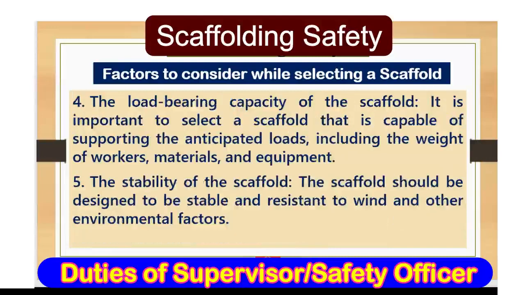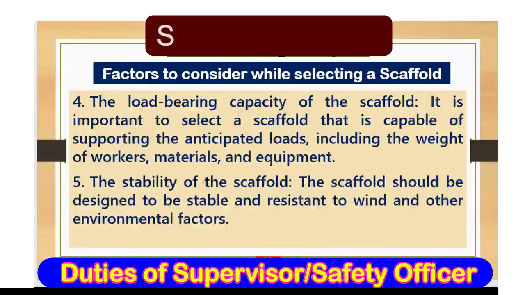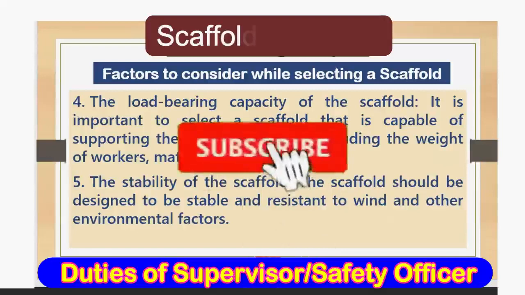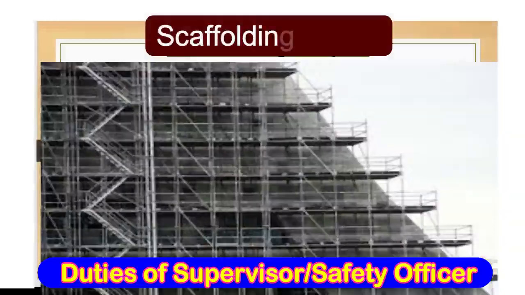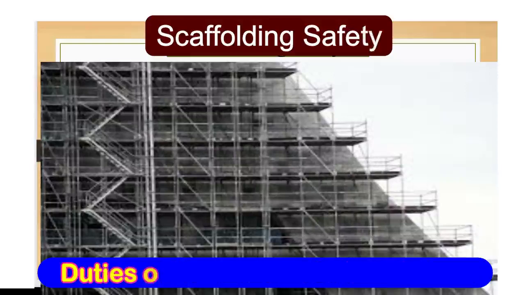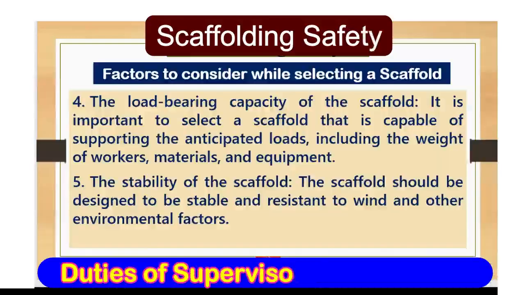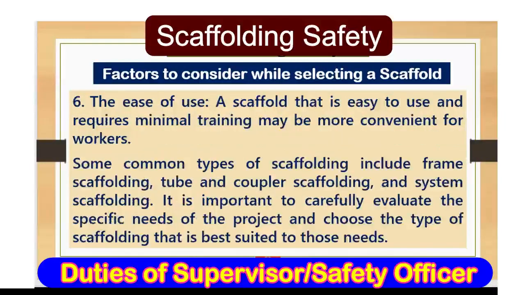Number four, the load bearing capacity of the scaffold. It is important to select a scaffold that is capable of supporting the anticipated loads, including the weight of workers, materials, and the equipment. Number five, the stability of the scaffold. The scaffold should be designed to be stable and resistant to wind and other environmental factors. And number six, the ease of use. A scaffold that is easy to use and requires minimal training may be more convenient for workers.